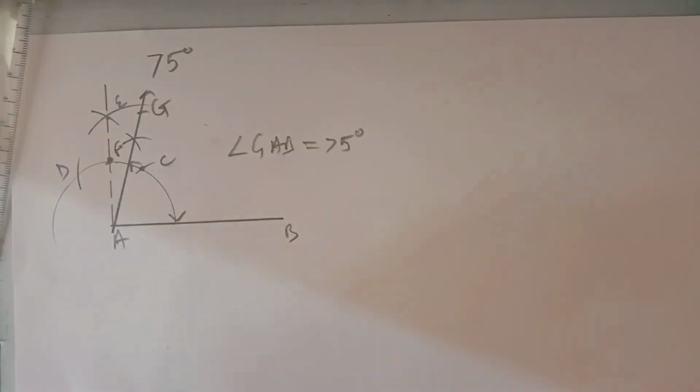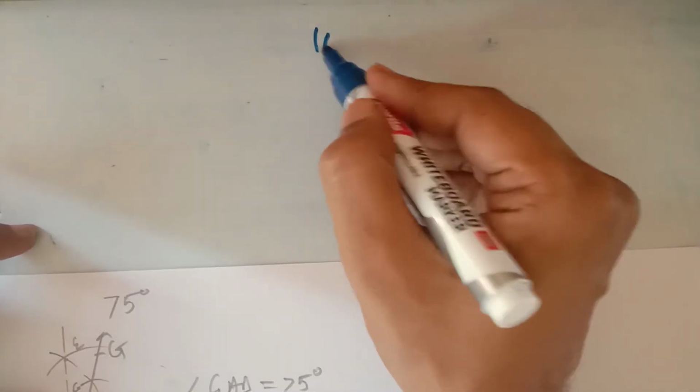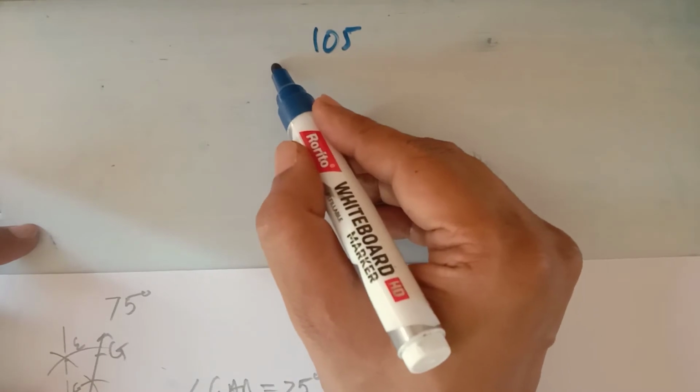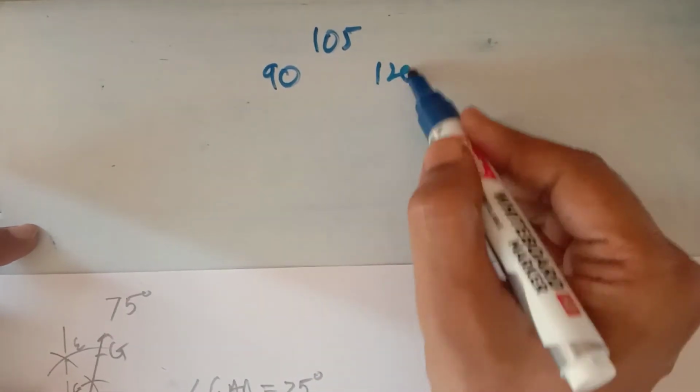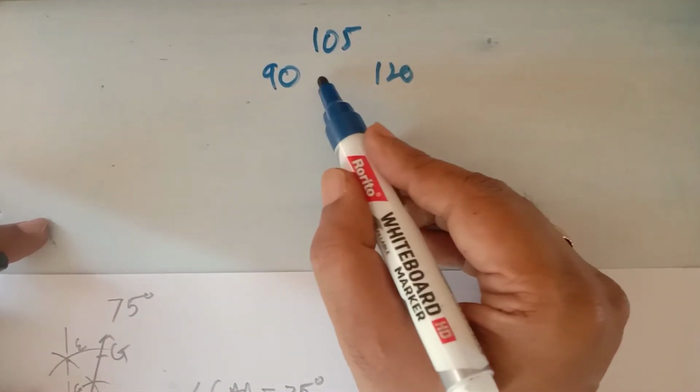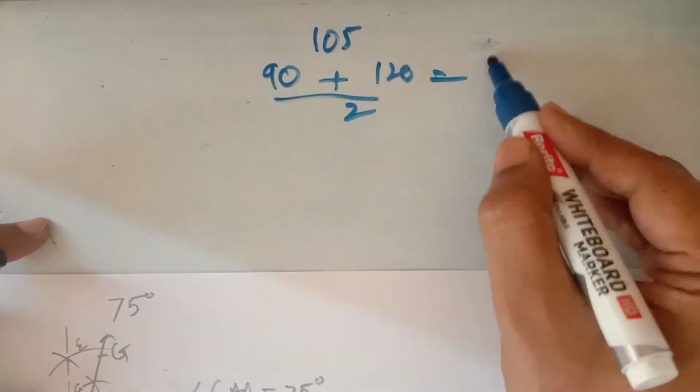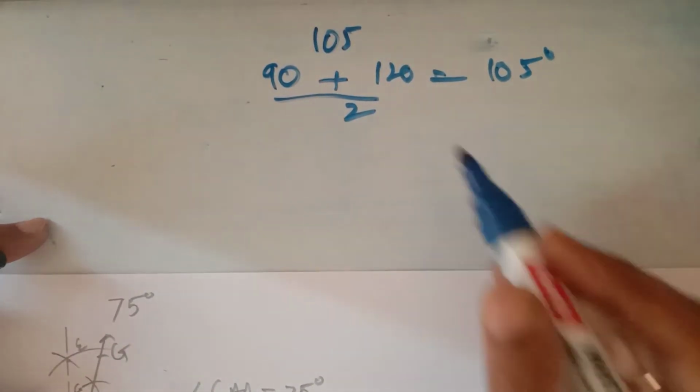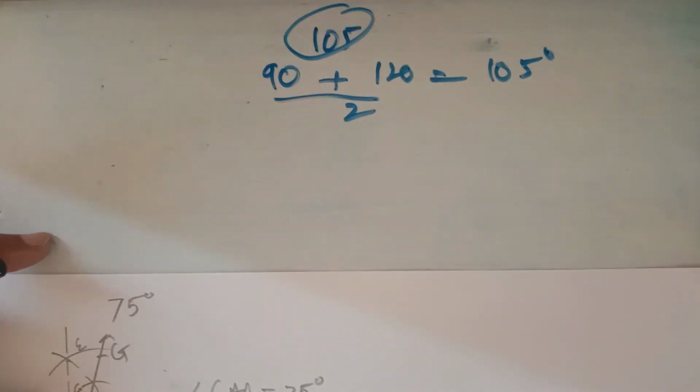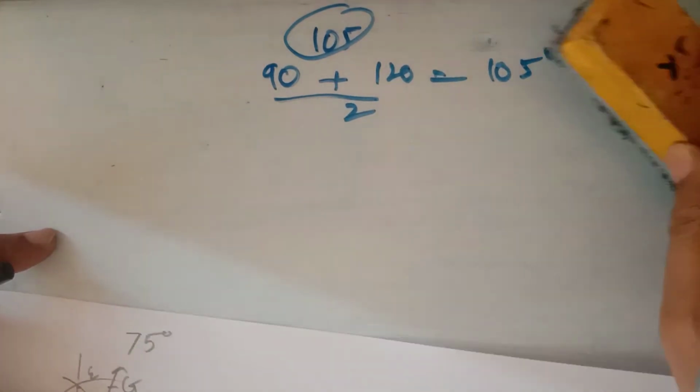Okay. After that, you have to construct an angle of 105. Between which is 105 lying? It is lying between 90 and 120. It's a bisector of 90 and 120 because when you add and divide it by 2, you will get 105 degree angle. Means angle 105 will be obtained by bisecting 90 and 120.